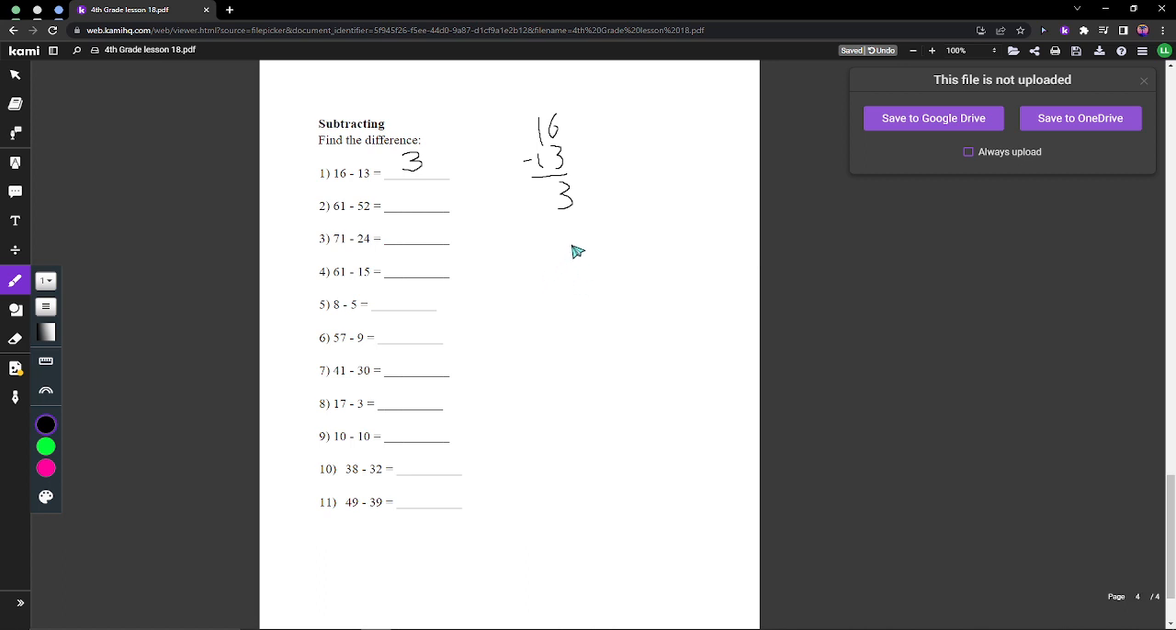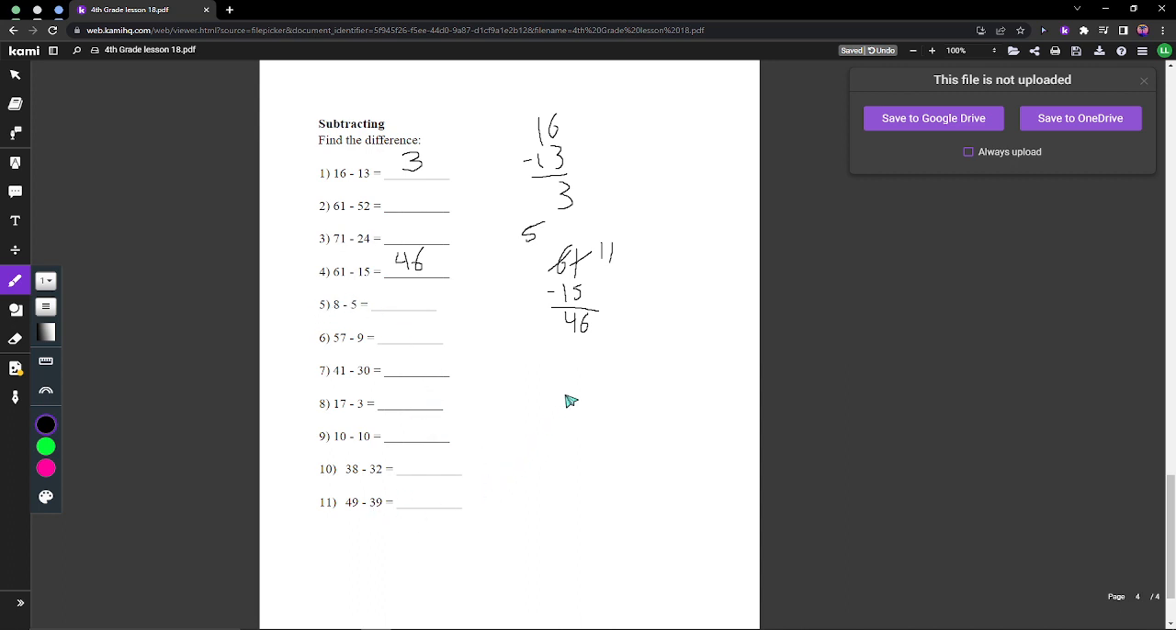Let's go with 4. 61 minus 15. So we turn this into 11 and this into 5 because we borrowed a tenth. So 11 minus 5 is 6. 5 minus 1 is 4. You get 46. So that'll be how you do number 4. And number 5, quite self-explanatory.